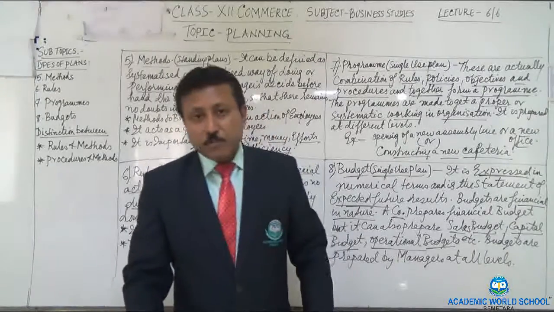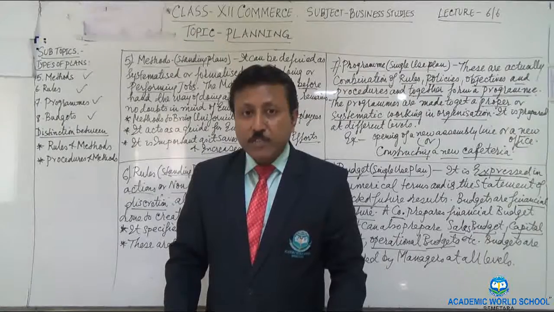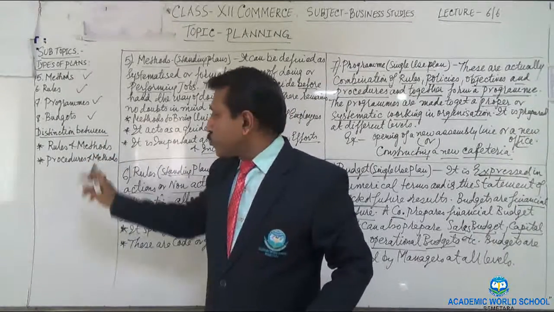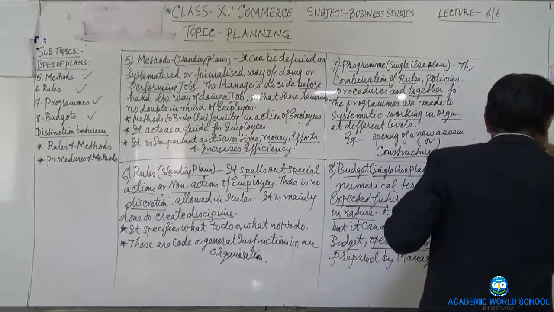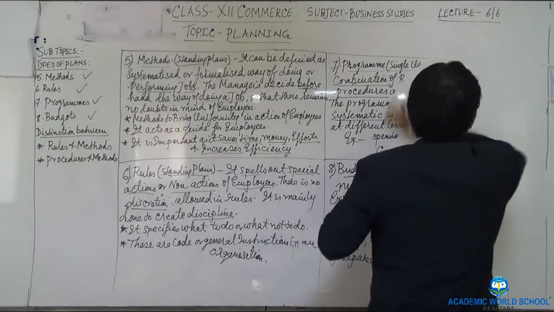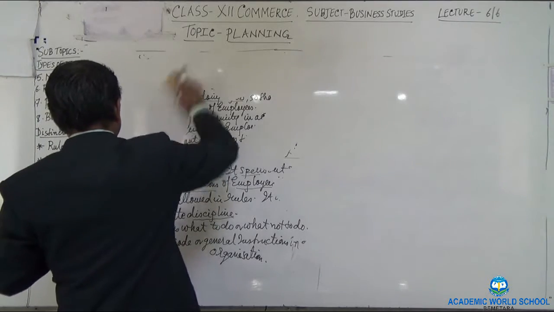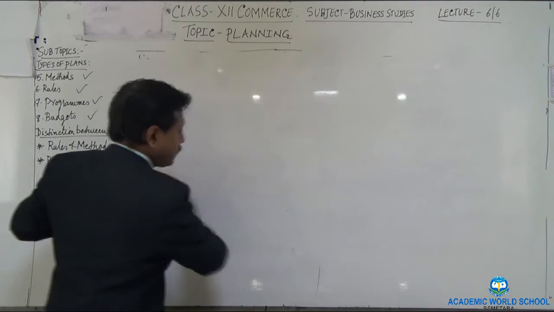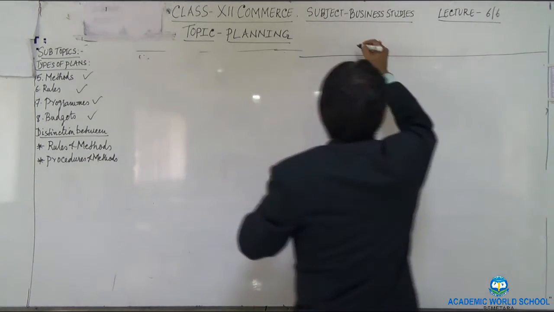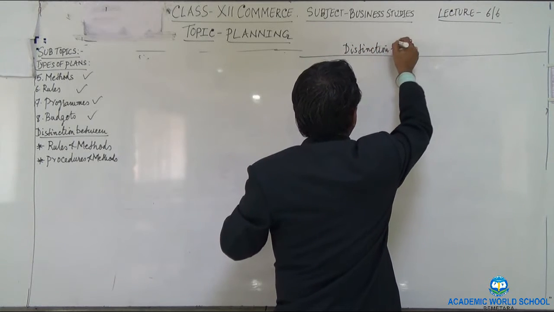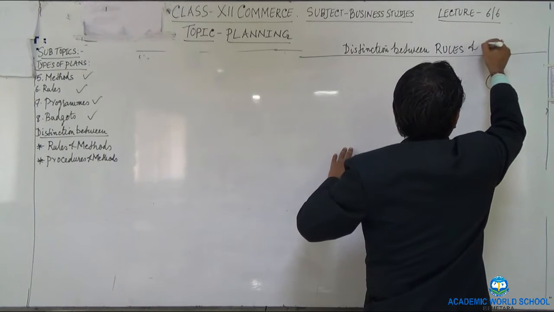So my dear students, we just studied these types of plans: methods, rules, programs and budgets. And now dear students, we will go with the next part, that is the distinction between rules and methods. Okay, first we will start with the distinction between rules and methods.